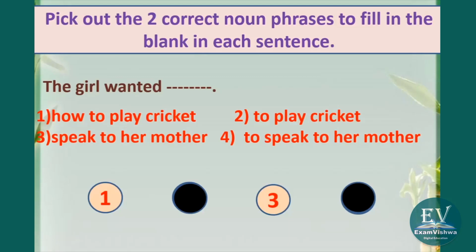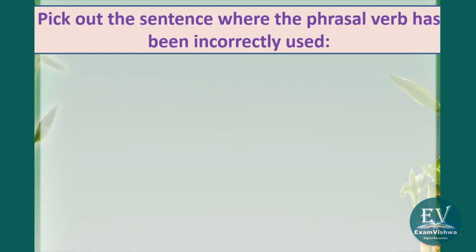Okay children, so this was category 4 of the questions. Let us go to the next category of the question. Pick out the sentence where the phrasal verb has been incorrectly used. So see, reading the question properly is always going to gain you marks. Here you have to look at the phrasal verb which has not been correctly used. So if you have 4 options, there will be 1 which is wrong and 3 which are correct.